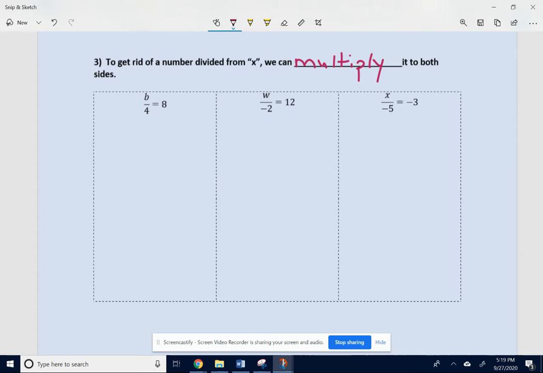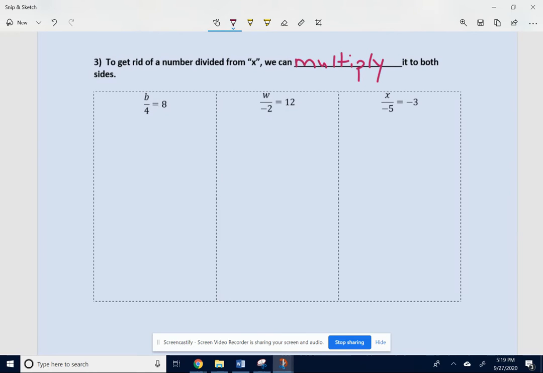So if I have b over 4 is equal to 8, that really means, or could mean, b divided by 4 is equal to 8. So we want to find out what number divided by 4 will give us 8. We talked about how you may be able to do that in your head, but I want you to understand these tricks of finding out the answer.